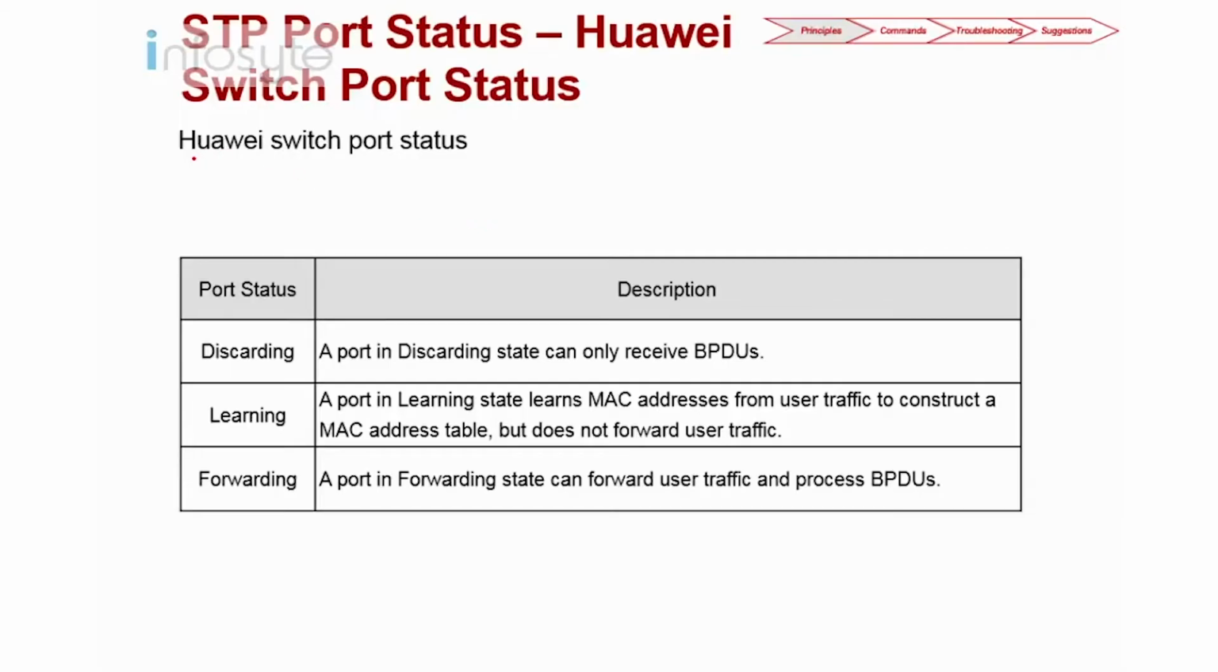Now in Huawei, by default, we don't need to use STP. The default is using MSTP. So under the MSTP port status, we have 3 statuses: discarding, learning, and forwarding. Discarding is where you have the port that is an alternate port, so it will not be forwarding. So it's called discarding. Learning is where you are going to learn the MAC address, but you are not forwarding the user traffic. And forwarding is the state where you can learn as well as send and receive BPDU. So this is the default in the Huawei switch.